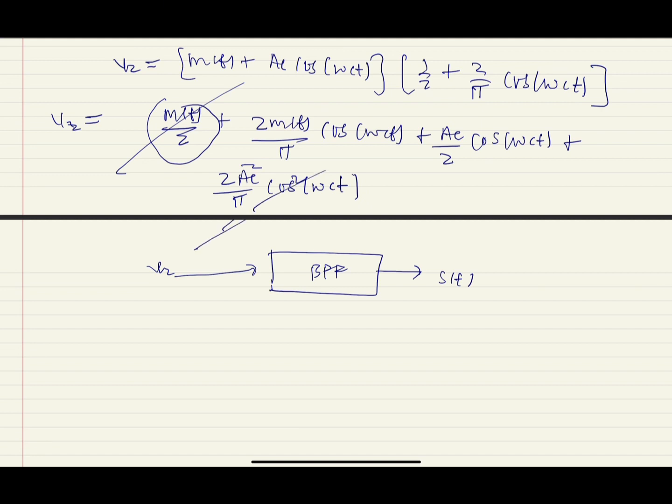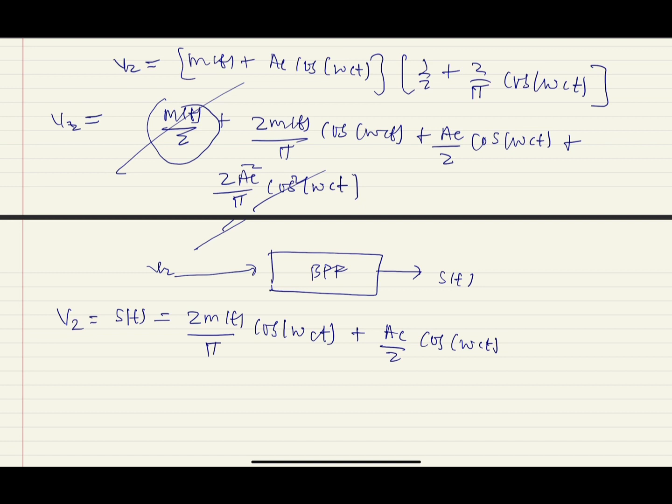So at the end of the day, we are going to get our final output V2 to be equal to S of T after passing it through the bandpass filter, and the result is going to be 2m of T over pi cos omega ct plus AC over 2 cos omega ct. This is what we have.